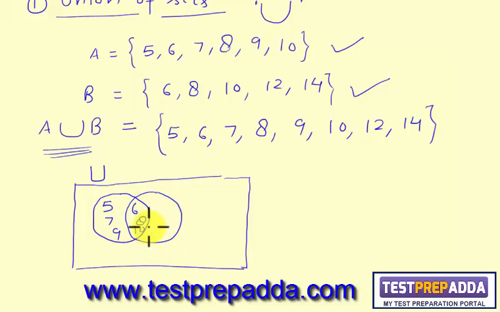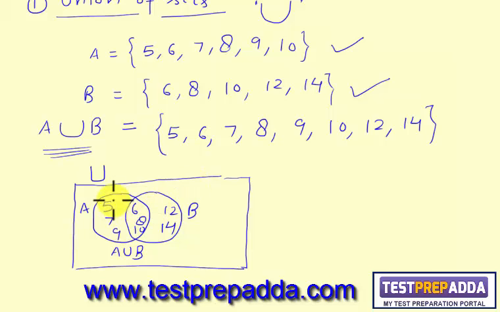Set B is 6, 8, 10, 12, 14. This is B, this is A. So what is A union B? For A union B, I will show you with another color.